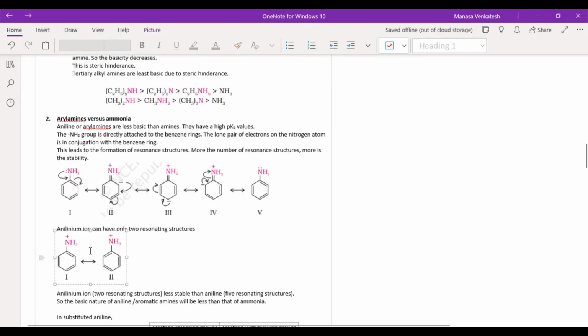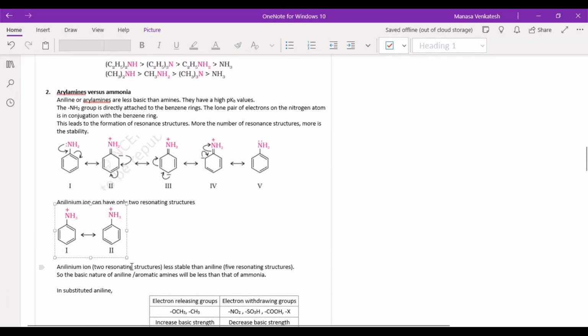And what happens is, in the anilinium ion, you just have 2 resonance structures forming. And so the stability of the anilinium ion is less than that of aniline. And so the basic nature will be less than that of ammonia. Under normal conditions, we know aniline is stable, but when the NH3 anilinium ion forms, that's what is considered for the basicity of amines. And because of the formation of just 2 resonance structures, aniline is not as basic as ammonia.